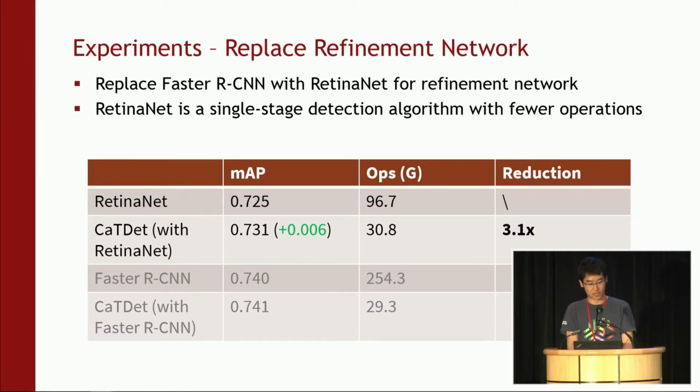In our final experiment, we would like to show that we can replace some components of our CaTDet and it still works. We replace the Faster R-CNN in the refinement network with RetinaNet. RetinaNet is a popular single-stage detection algorithm, which has fewer operations than Faster R-CNN, but its accuracy is slightly worse. As you can see here, with RetinaNet, the CaTDet system actually improves mAP and also reduces the number of operations. So it shows that our system is well decoupled, and it also works with other detection algorithms.